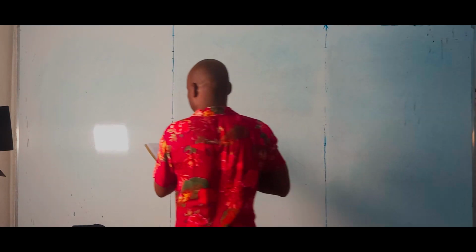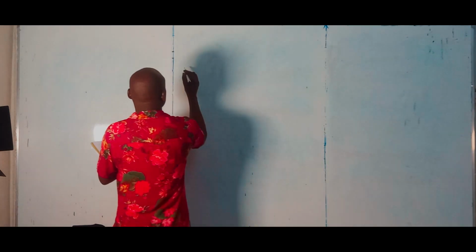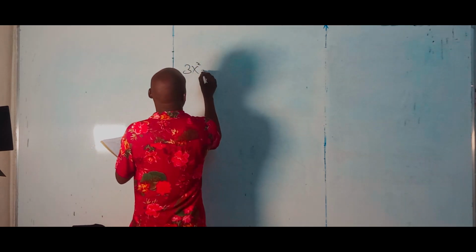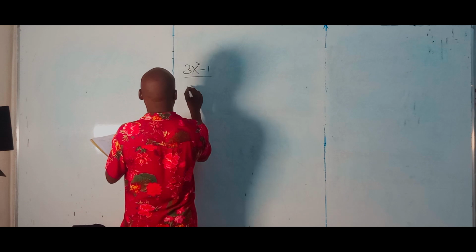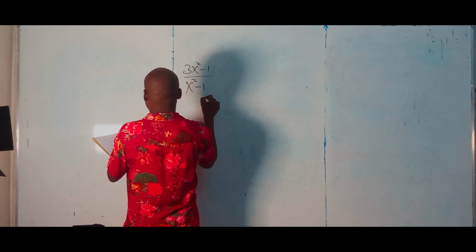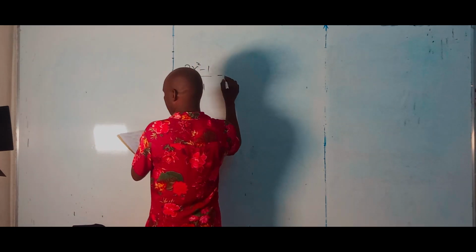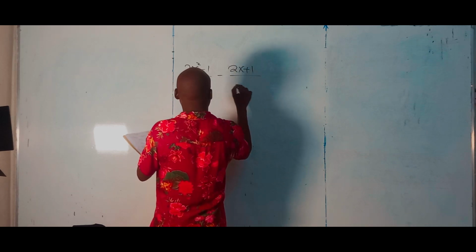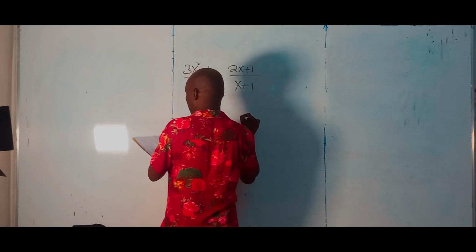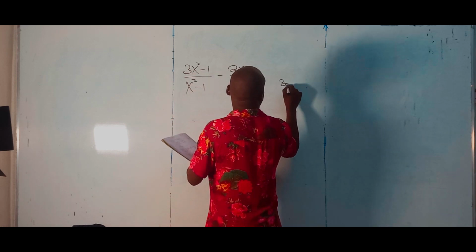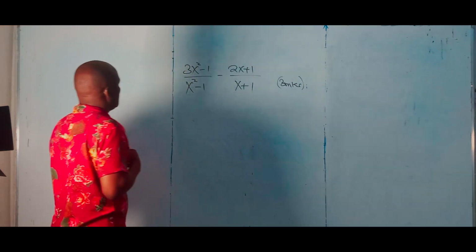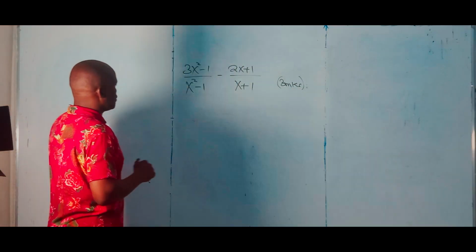Now simplify completely (3x squared minus 1) all over (x squared minus 1) minus (2x plus 1) all over (x plus 1). That's 3 marks. Solution.